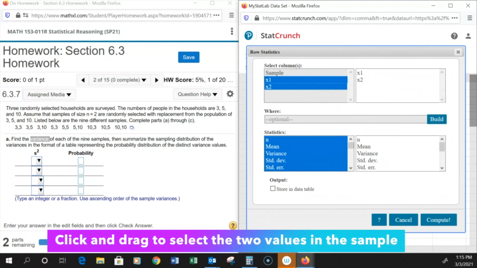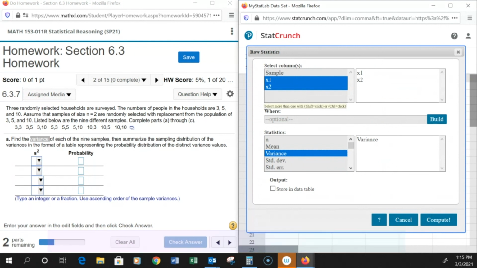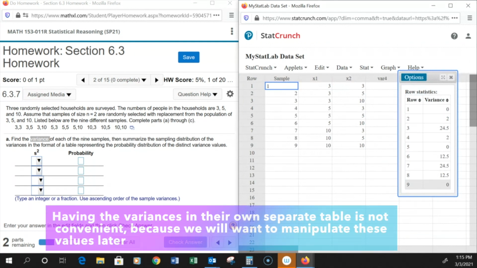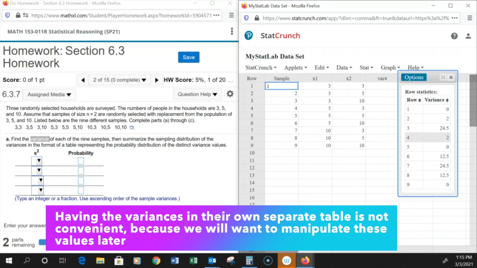And what am I especially interested in? I'm especially interested in the variance. I'm trying to find the variance. So I click on variance. If I click on compute, I'll go ahead and do it just to show you why you shouldn't. Well, there's a bunch of variances. Yeah, but this is so inconvenient. Well, what's the probability that a variance is 0? Like how many? This is not convenient at all.